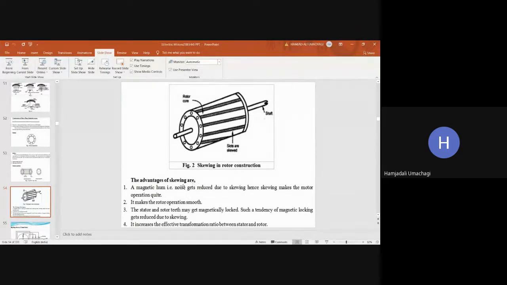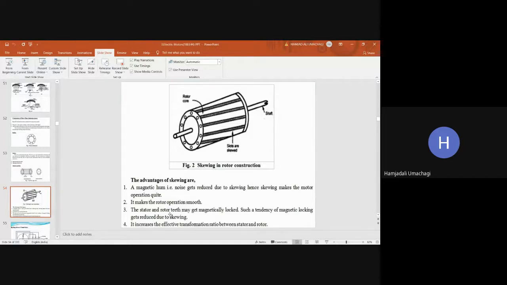Okay. Why is skewing important, what are its advantages or benefits? Advantages: the magnetic hum, that is noise, gets reduced due to skewing, hence skewing makes the motor operation quiet. Whenever the induction motor is rotating, it is going to produce huge noise. In order to avoid that magnetic hum or noise, we give the skewing. Because of this construction, that noise will be eliminated. Then it makes the rotor operation smooth. So the rotor will also be rotating very smoothly.